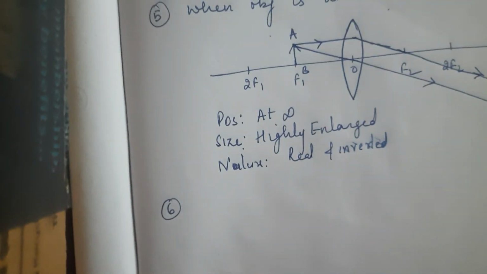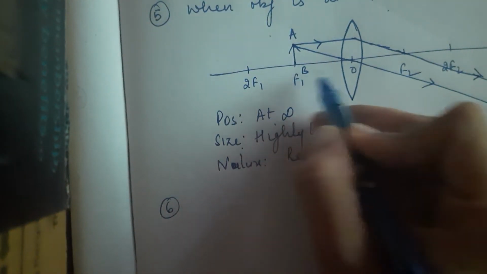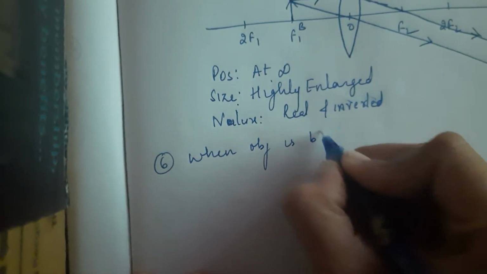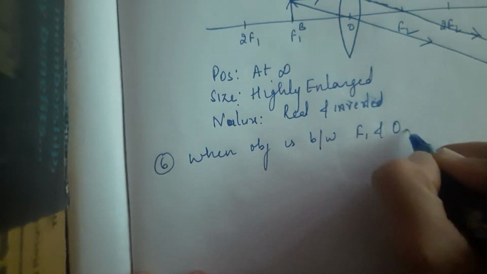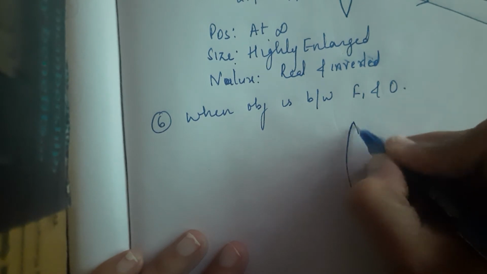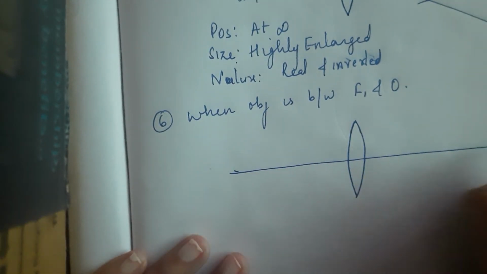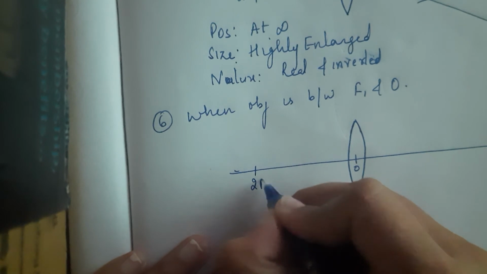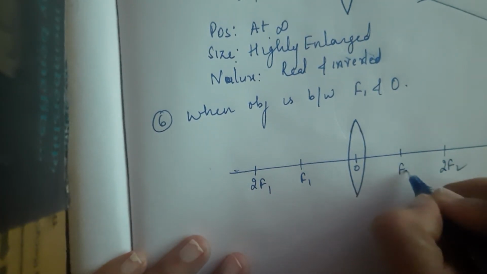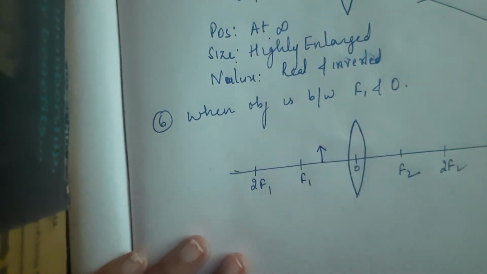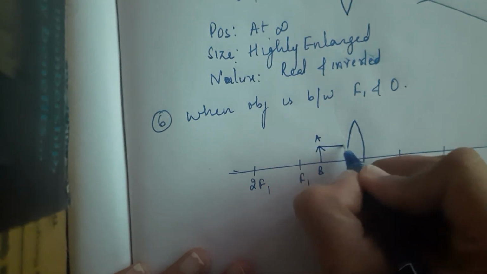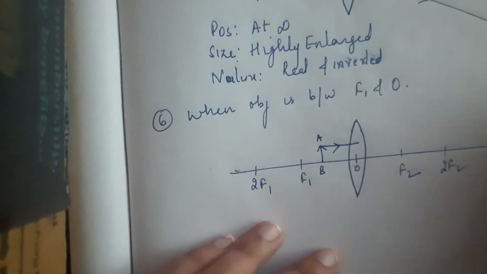And this is the final case. For this, the object will be between F1 and O. When the object is between F1 and optical center, convex lens, principal axis, 2F1, 2F2, F1, F2. And the object is here between F1 and O. So this is the label, and let's draw the ray diagram for this.